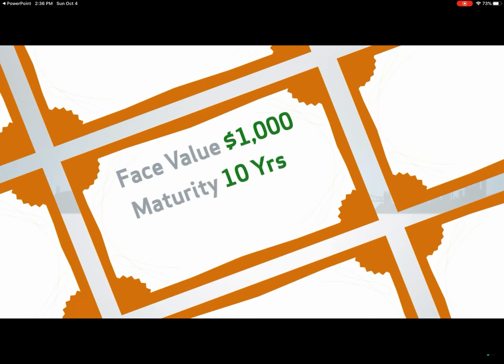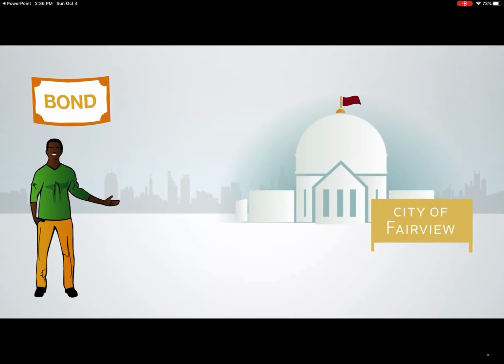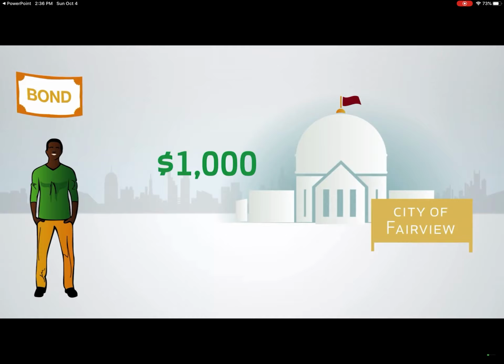The city of Fairview wants to build a new baseball stadium. So to make this loan more attractive to investors, Fairview agrees to pay an annual interest rate of 5%, which in the bond world is also known as a coupon rate. An investor buys the bond at face value for $1,000. The city of Fairview promises to pay back the $1,000 in 10 years.